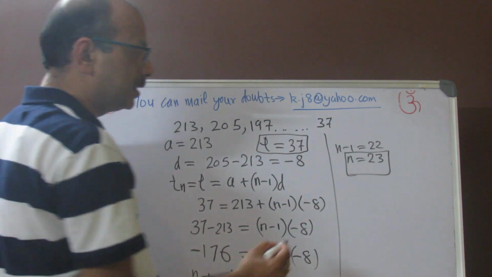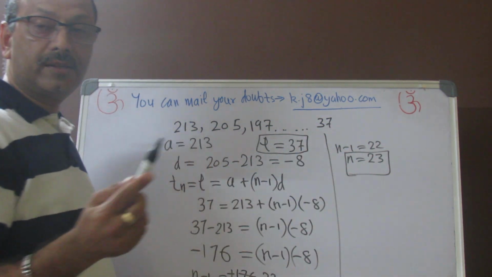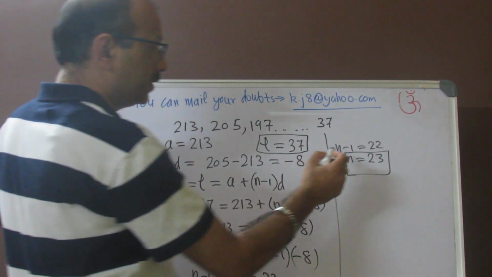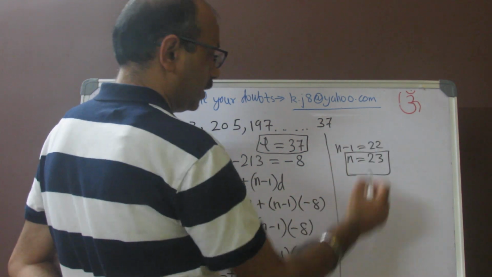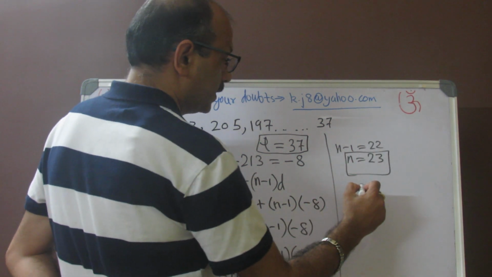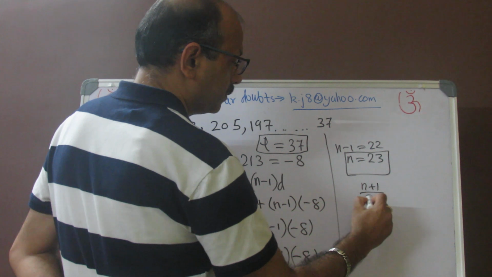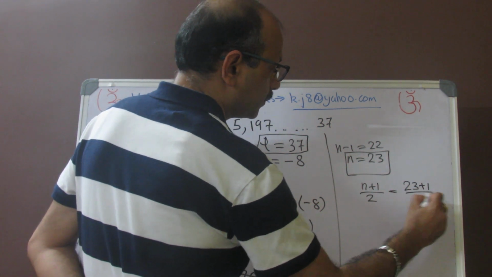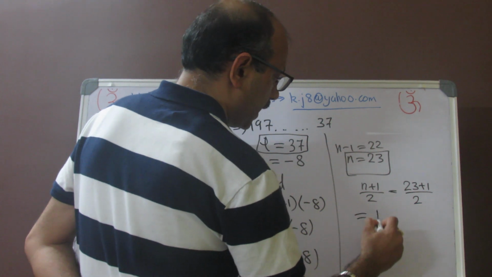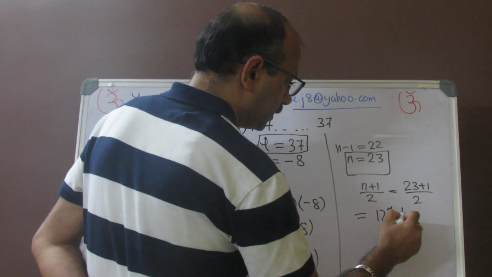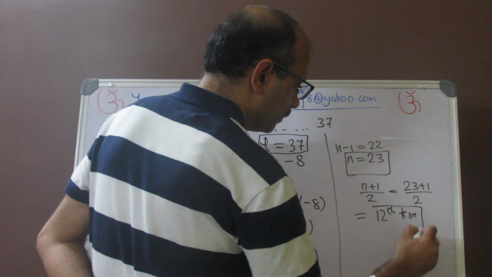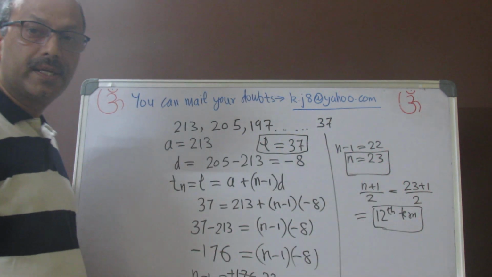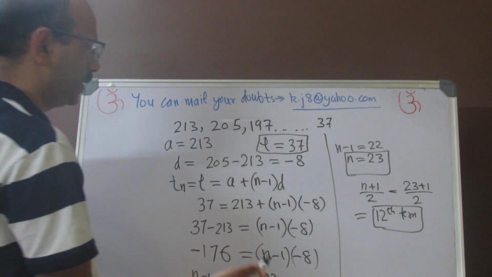So what will be the middle term? We have done this in 8th and class 9th. If the number of terms is odd, how do we find the middle term? We say n plus 1 by 2. So here it would be 23 plus 1 upon 2. That means the 12th term is the middle term. So we know that the 12th term is the middle term.